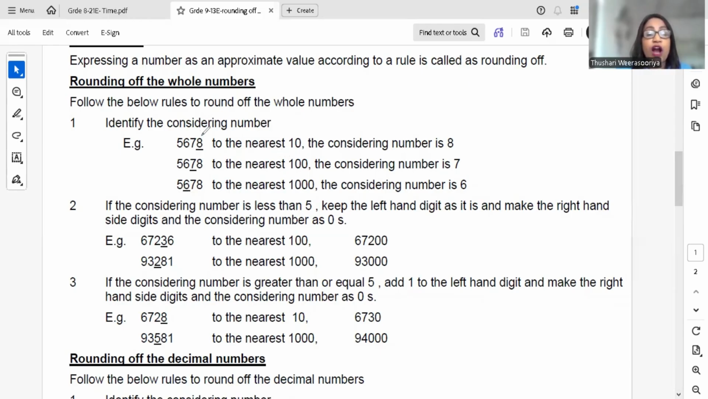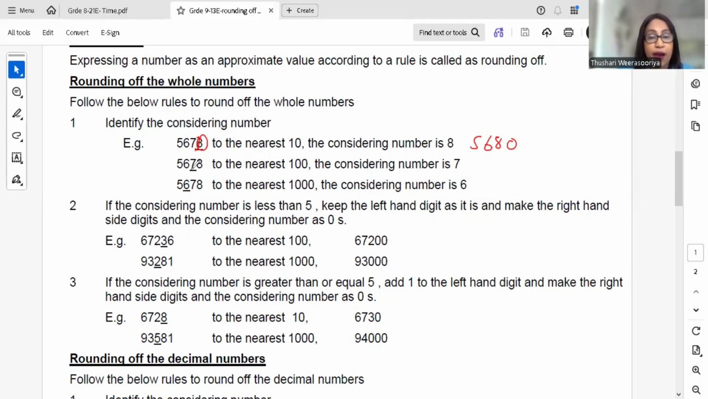Then you must know how to identify the considering number. The considering number is 8. 8 is greater than 5, then you add 1 to the front number. That is 5,680. Then 7. The considering number is 7, because to the nearest 100 you consider the second number from the last.